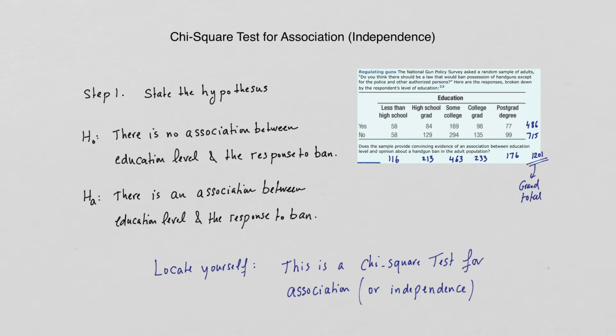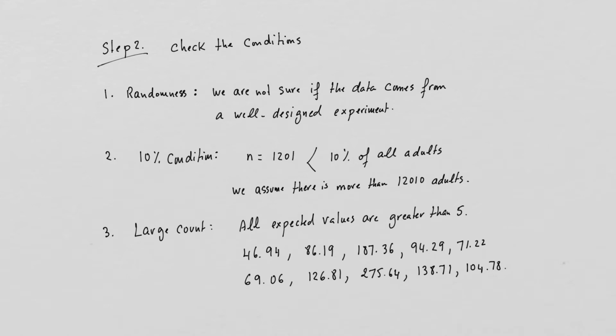Before I go to the second step, I love to locate myself. Figure out what test you are using and why. I just called it locate yourself. This is basically a chi-square test for association. There are 3 types of chi-square tests, and it's so important from the problem to realize what kind of test you're going to run. I have already told you what it is, so this is kind of silly, but generally speaking, you need to know what kind of test you are running. All right? Step number 2, we check some conditions.